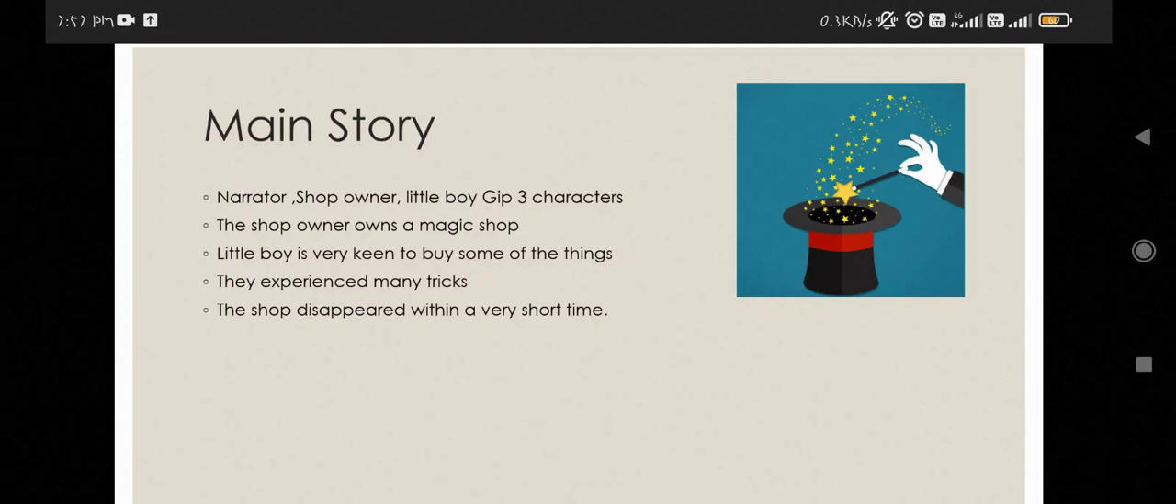But this incident surprised the narrator so much that he wanted to visit the place again and again, and he did, but he never found the boy or the shop ever again, as if it vanished into thin air.